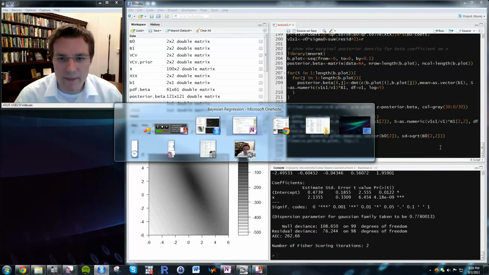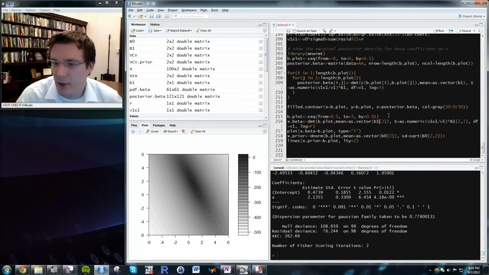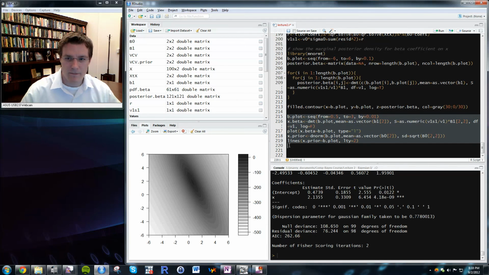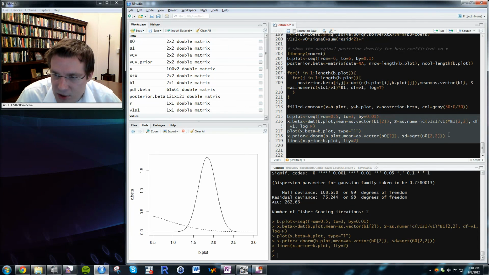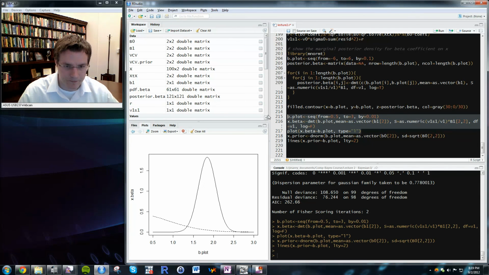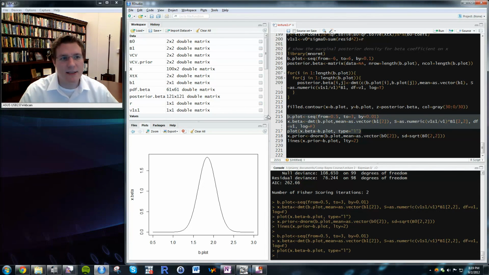So what I can do, going back to my R plot here, is pull out the second value of this posterior vector, focus on the second entry in its VCV matrix, and plot the density of this x beta, like so. I'm just going to focus on the posterior here for a moment. This is my posterior density around beta x, so the relationship between x and y. And as you can see, it's near 2, but it's shifted a little bit to the left.